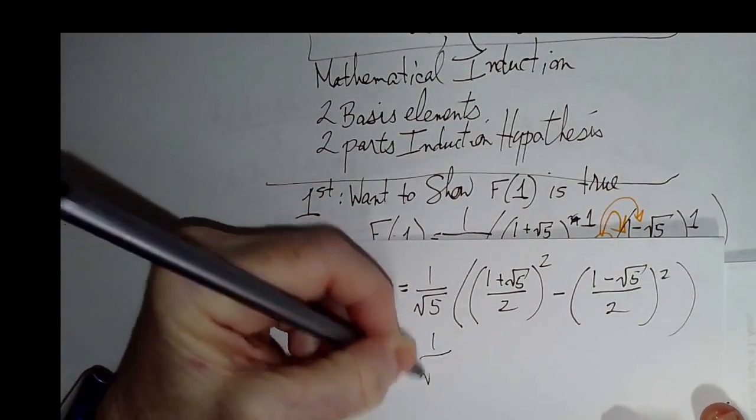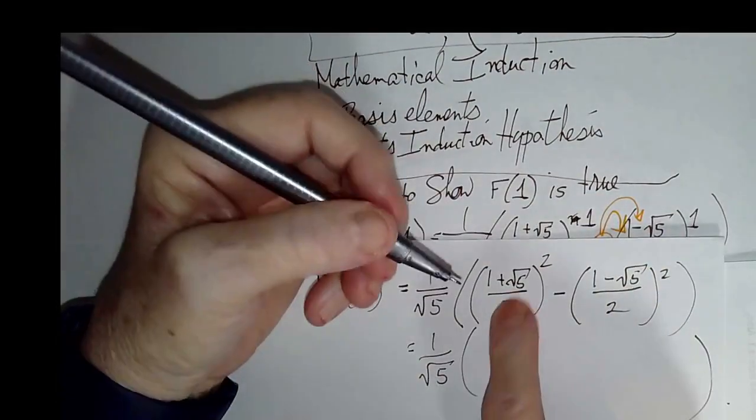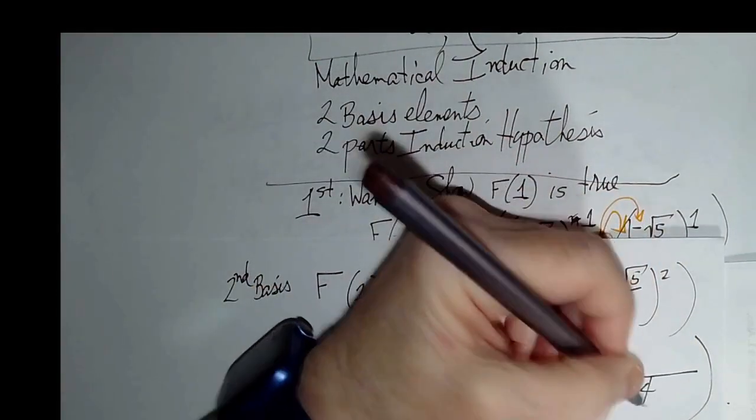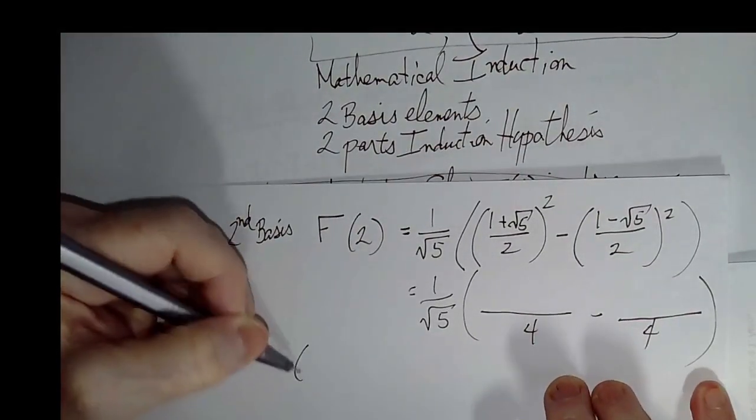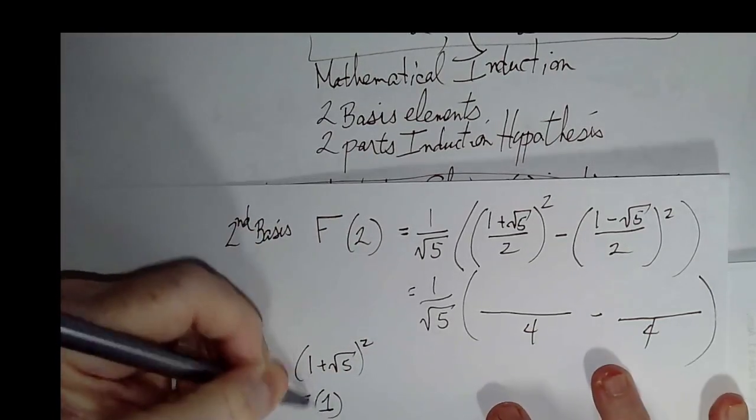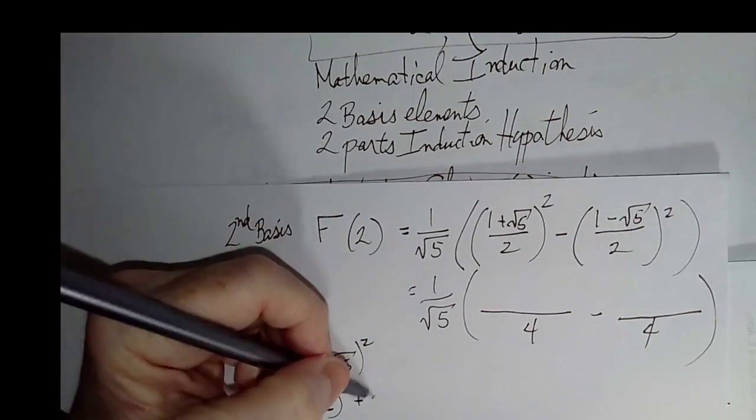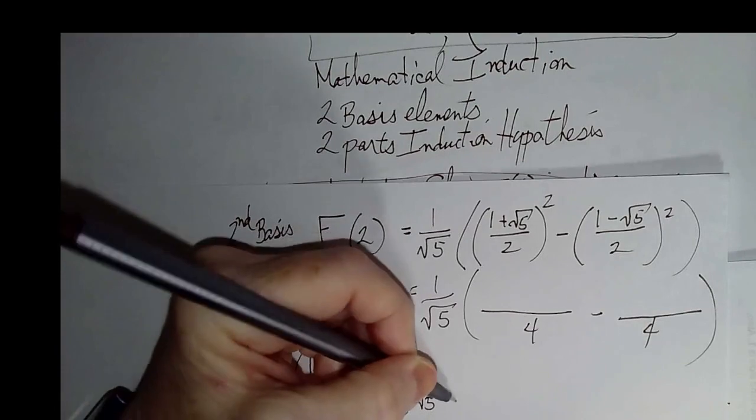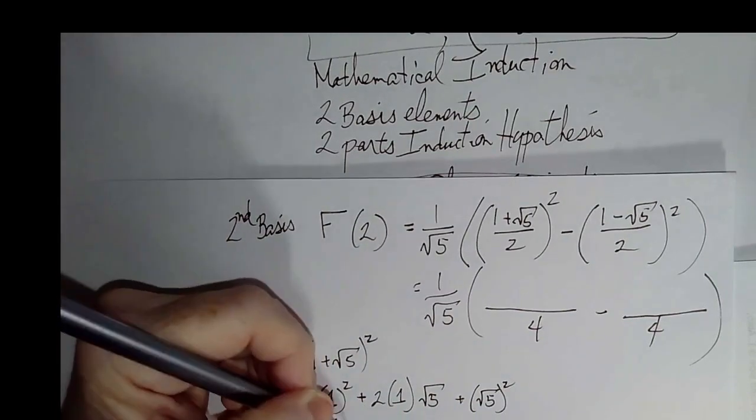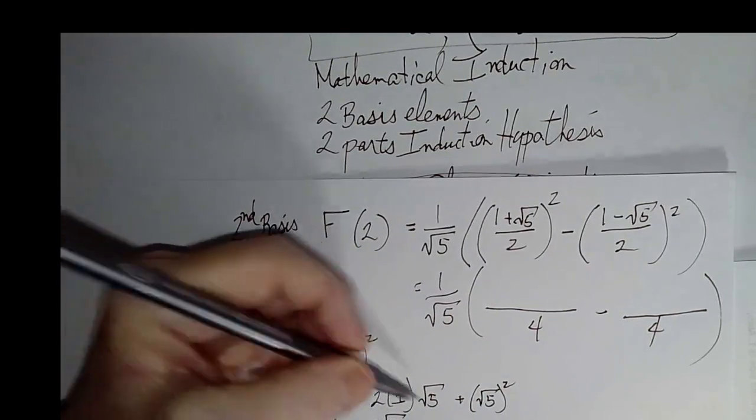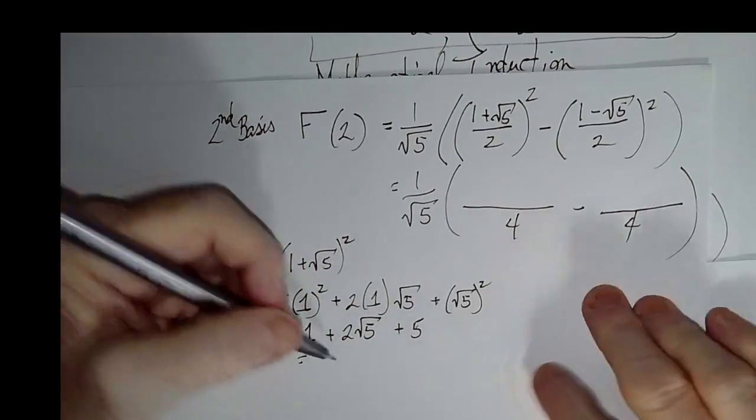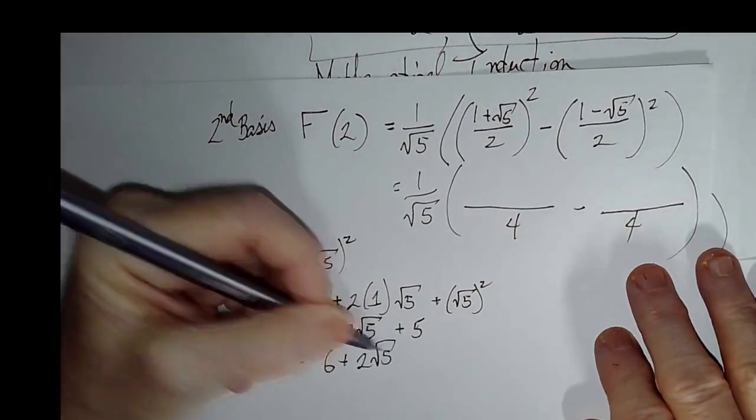So we'll have 1 over the square root of 5. The denominators squared are both 4. And to see our numerators, let's square 1 plus the square root of 5. So first thing squared, plus first times second times 2, plus second thing squared. That gives us 1 plus 2 square root of 5 plus 5. And 5 plus 1 is 6 plus 2 square root of 5.